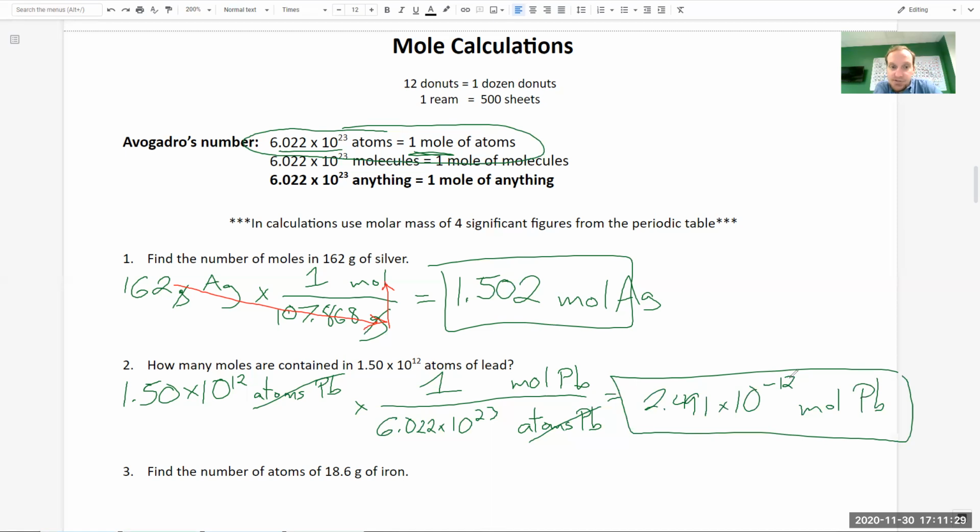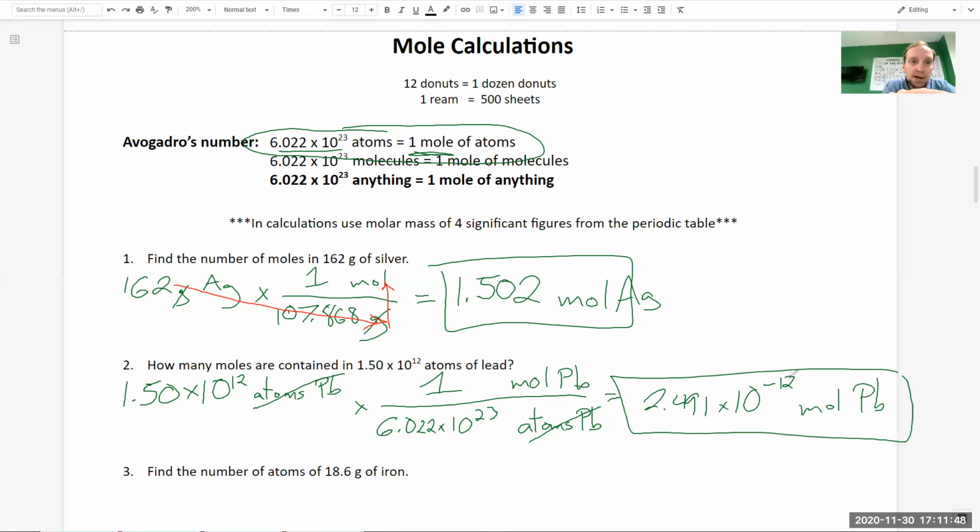The reason why that number is so small, times 10 to negative 12, is a very, very, very small number, is that we don't have a whole lot of atoms of lead here. So it's not going to be a lot of moles. It's much less than 6.022 times 10 to the 23rd. So it's not surprising. Our answer is a very, very small number.